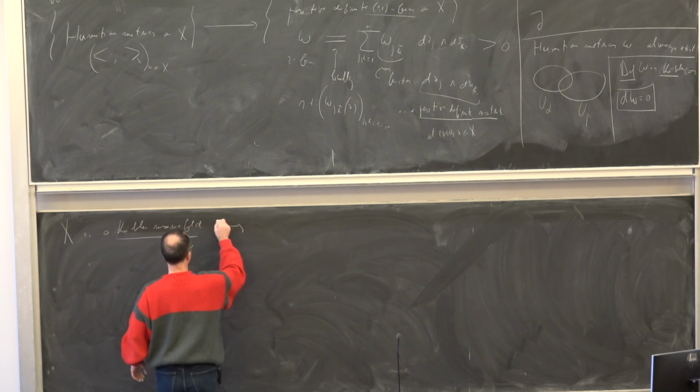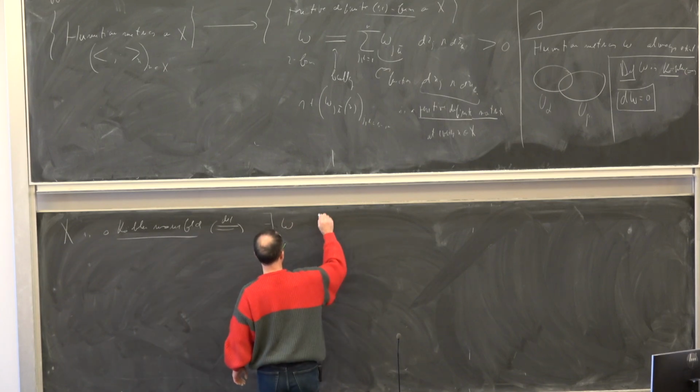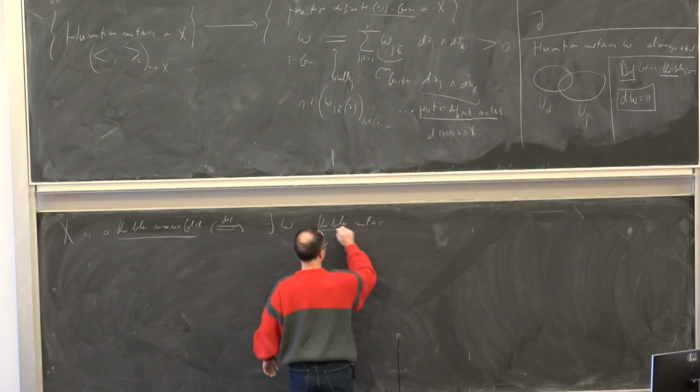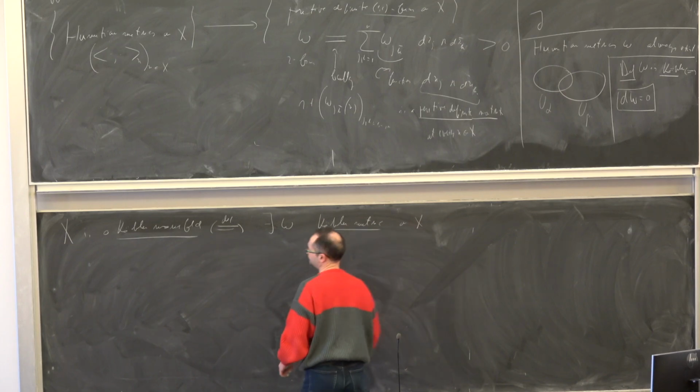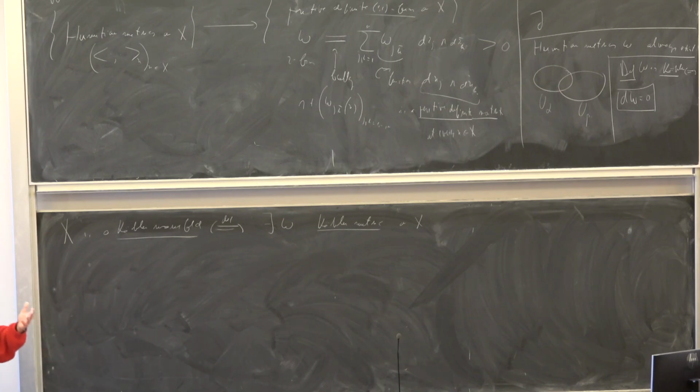If and only if, by definition, it admits a Kähler metric, there is omega, a Kähler metric on X. And now it turns out that all the projective manifolds are Kähler, because the projective space is Kähler.